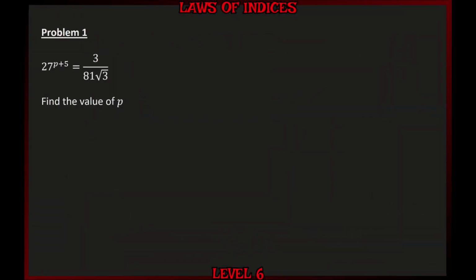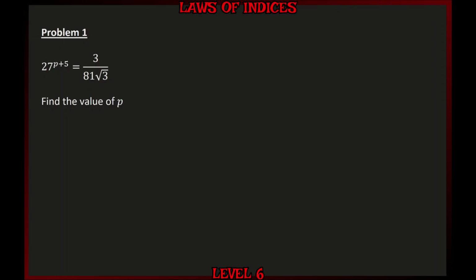In problem 1, we're told that 27 to the power of p plus 5 is equal to 3 over 81 root 3, and we need to find the value of p. Now, in order to use our laws of indices here, we need to write each value to a power using the same base. And we can see here that 3, 27 and 81 can all be written as powers of 3.